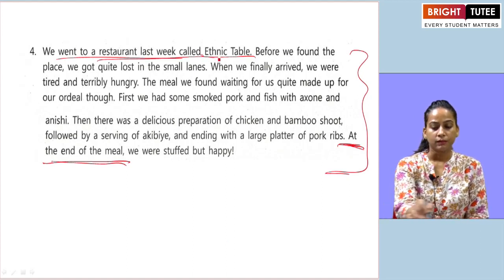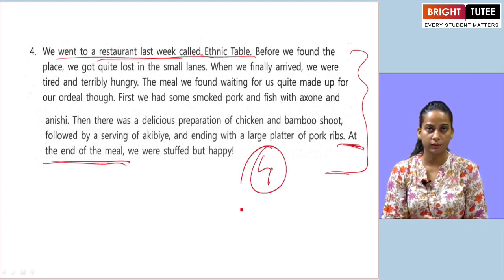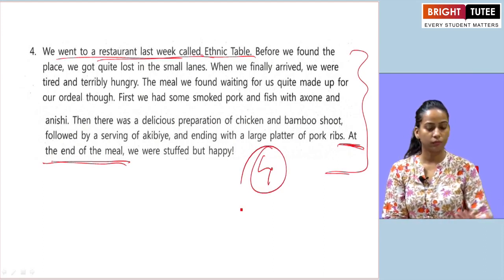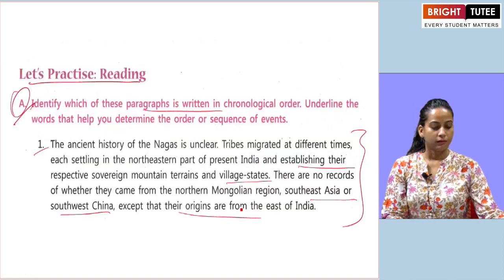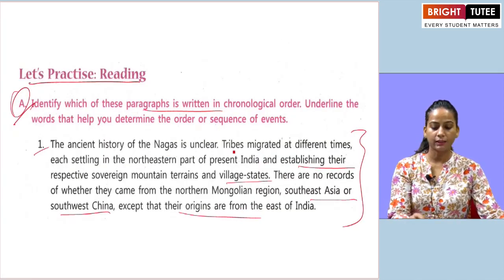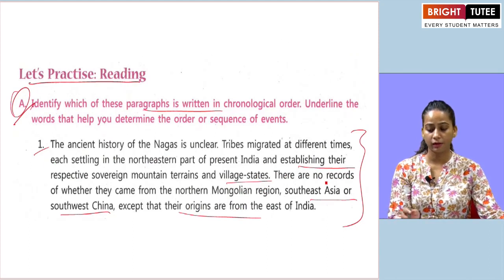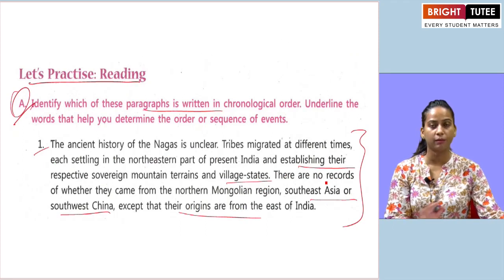So, here we have mentioned, so we are giving the numbering 4 to it. Clear? Now we are going to just look for the previous paragraphs that we have read. We'll do the sequencing of that also. So here in the first one they mention about the ancient history of Nagas is unclear, tribes migrated, and it means already they have mentioned about something and then they are coming to this point.